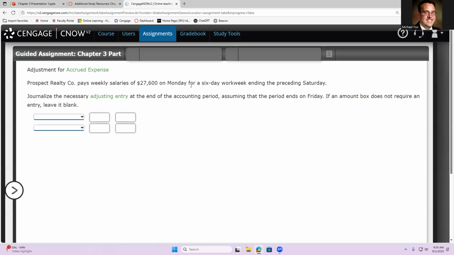A little different, right? So this says the accounting period ends on a Friday. So how many days would they have incurred as of a Friday?